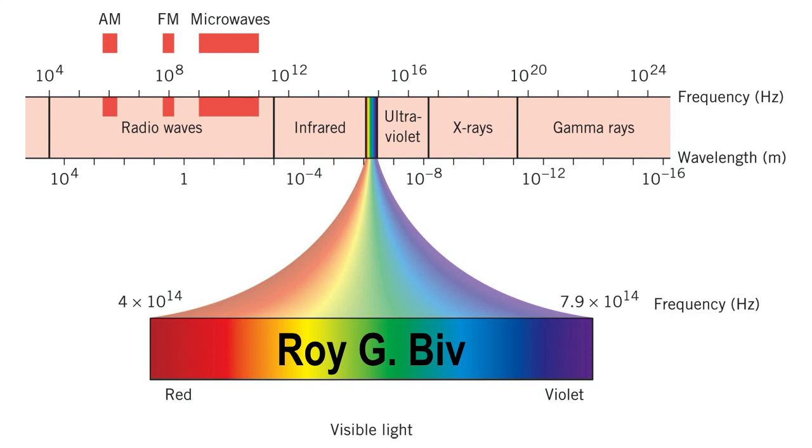band. Shortwave radio is down in here somewhere. I don't know too much about shortwave. Here's AM and FM. Okay. FM is 100 megahertz, and here's AM. That's a few 100,000 hertz.